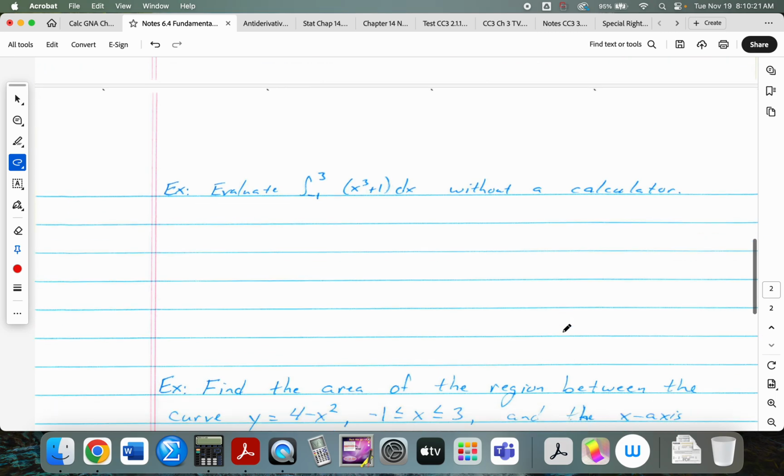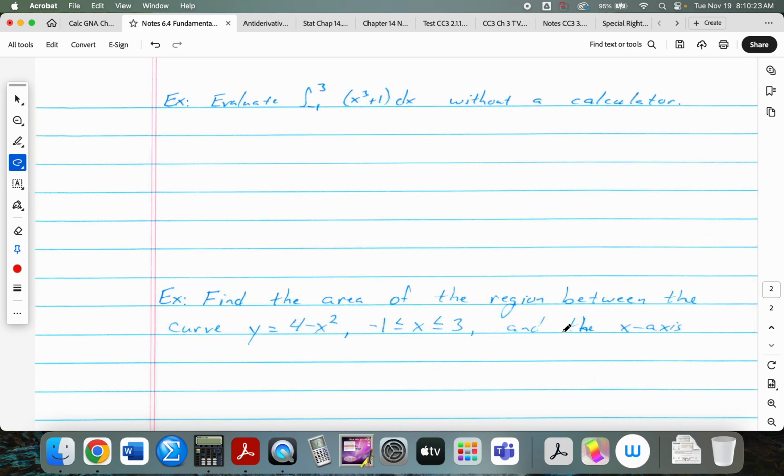All right, so page 2. Up until now, when we've had something like this, where we had the integral of a polynomial function, we had to use a calculator for it. But now that we have that second part of the fundamental theorem, we can simply find an antiderivative, evaluate it at 3, minus evaluate it at -1.